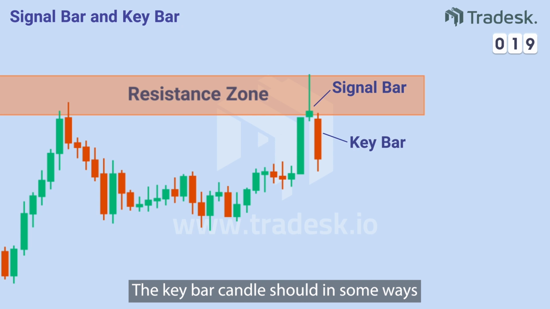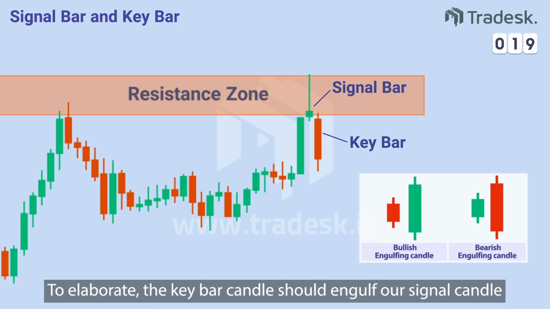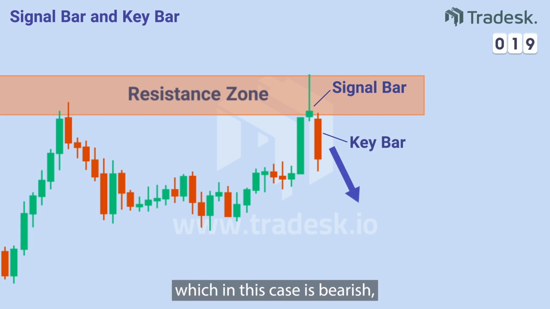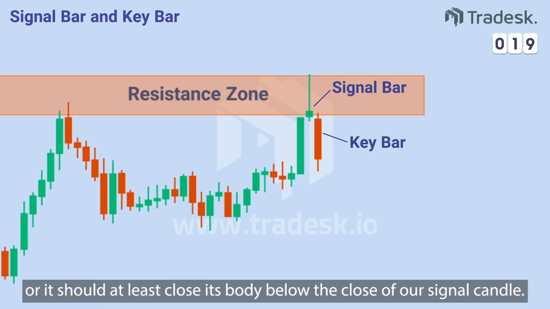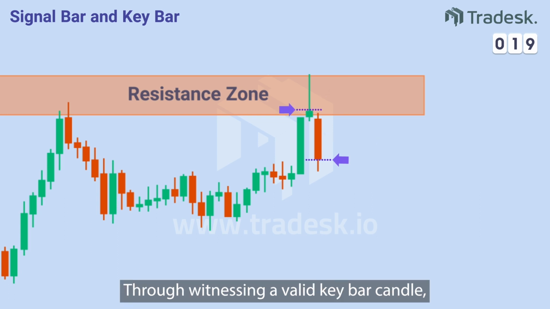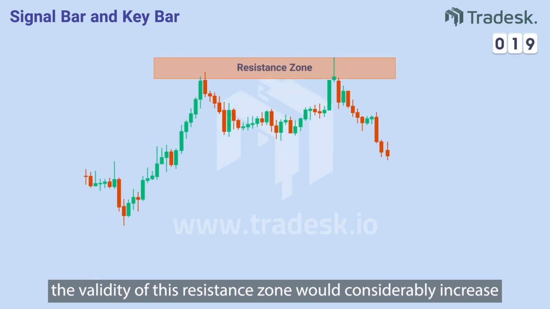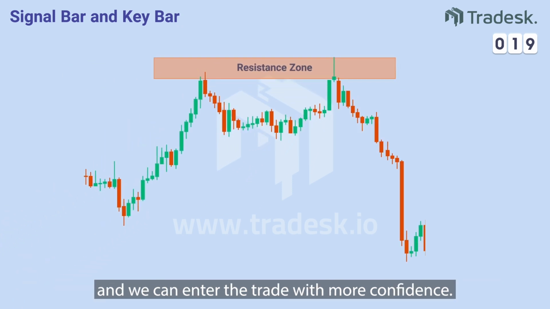The key bar candle should in some ways be similar to an engulfing candle pattern. To elaborate, the key bar candle should engulf our signal candle in the direction of our prediction based on our analysis, which in this case is bearish, or it should at least close its body below the close of our signal candle. Through witnessing a valid key bar candle, the validity of this resistance zone would considerably increase and we can enter the trade with more confidence.